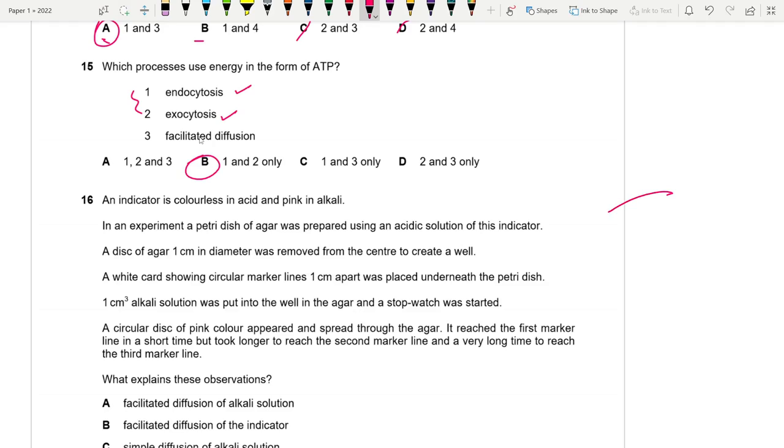So we had a petri dish. A disc of agar 1 cm in diameter was removed from the center to create a well. Then we placed a white card. Then 1 cm of alkali was put into the well and the stopwatch was started. So it's pink in color currently since it's alkaline.